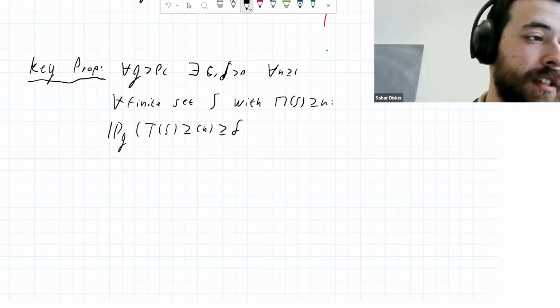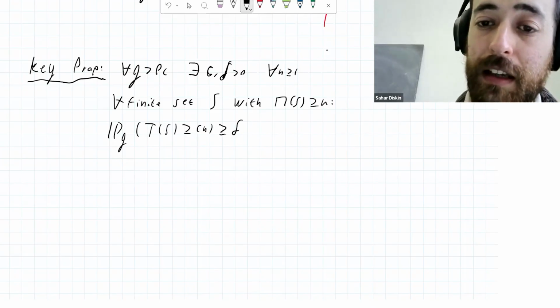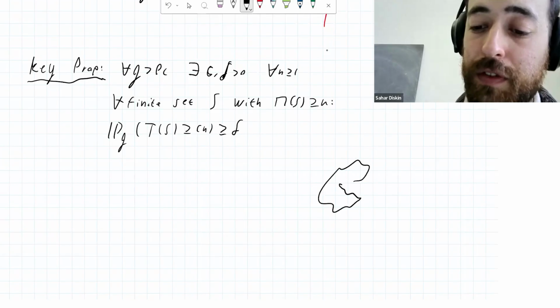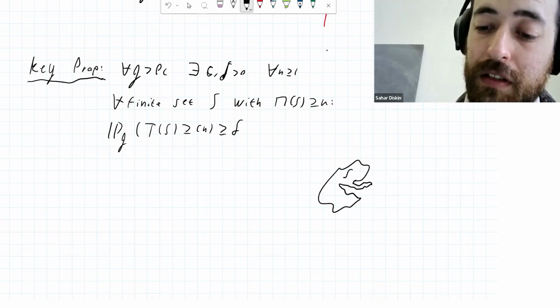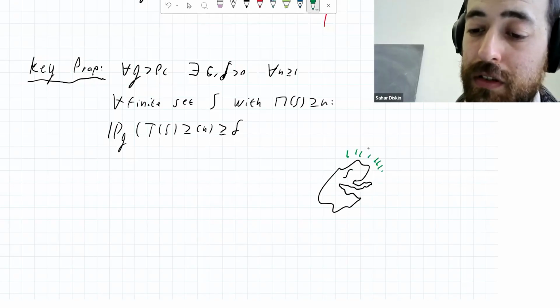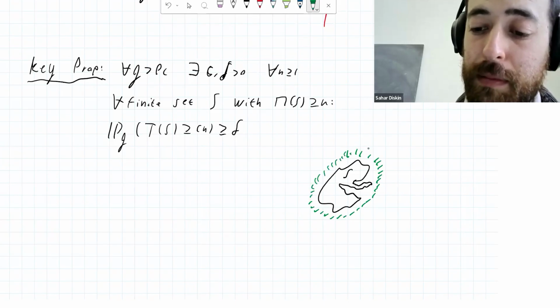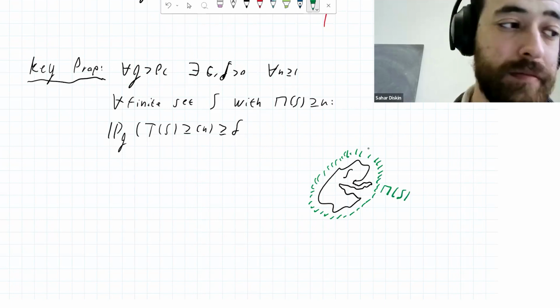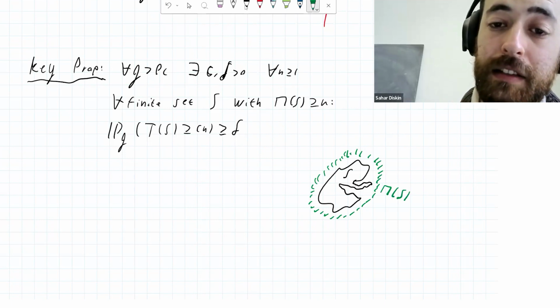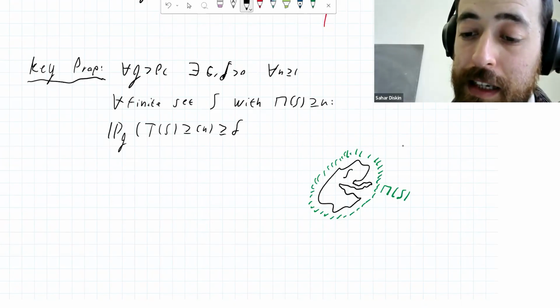Okay, so let's parse what this means with some drawing. So I have my set S, which I fixed, and I have my minimal cut set of S to infinity. So I have my pi of S. And what I'm interested in is the number of places where there are edges leaving S.